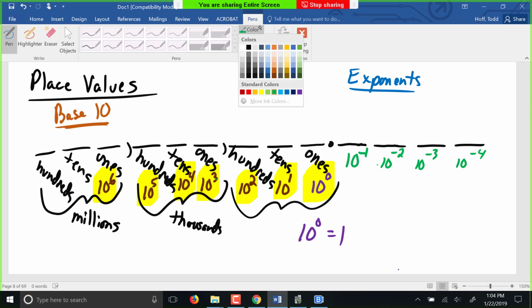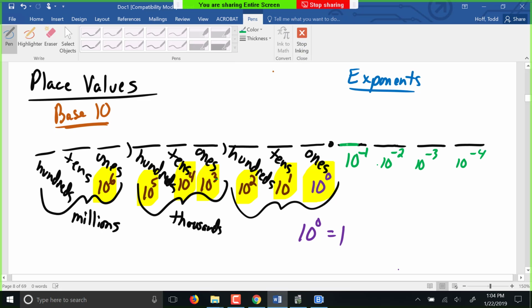Well, what's the name of this place value here? What do we call that? It is the tenths. So 10 to the negative 1 is 1/10. This one is the hundredths. So 1/100th or hundredths is 10 to the negative 2, and that continues.